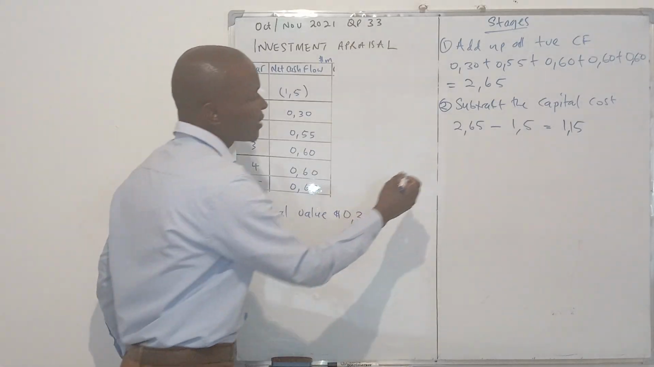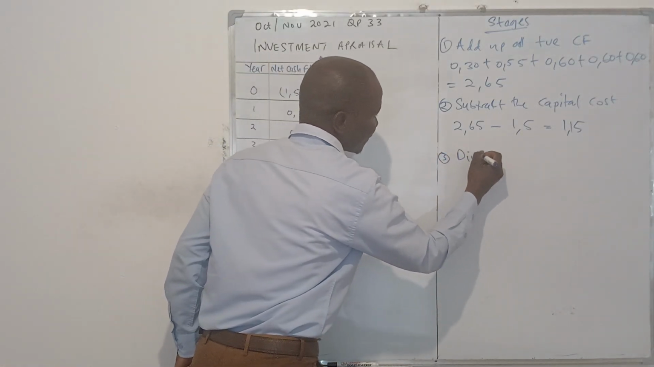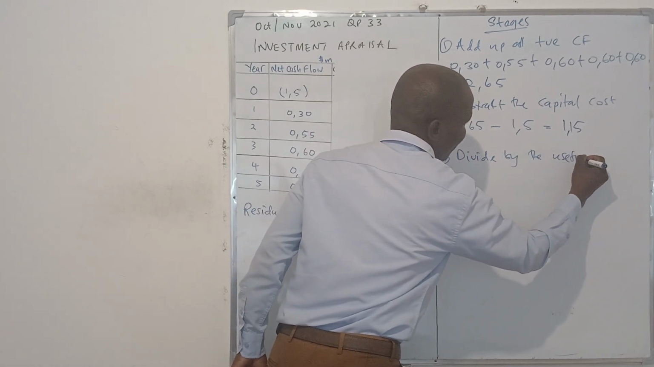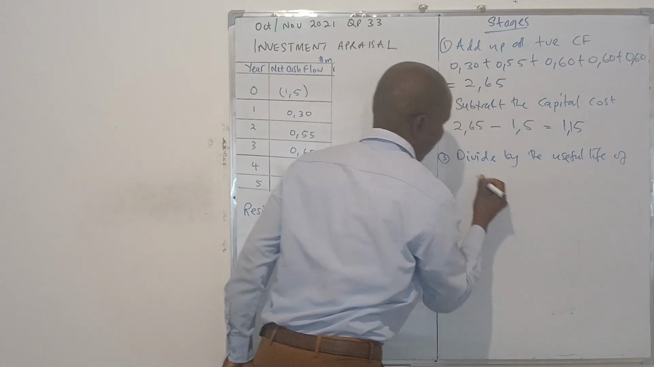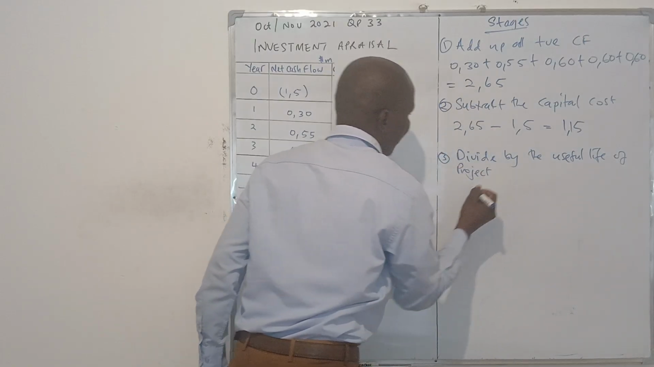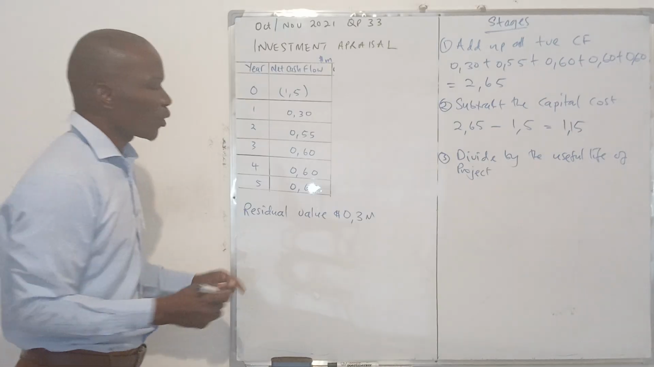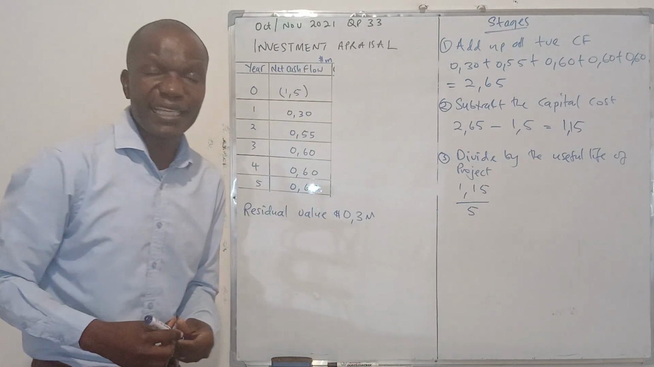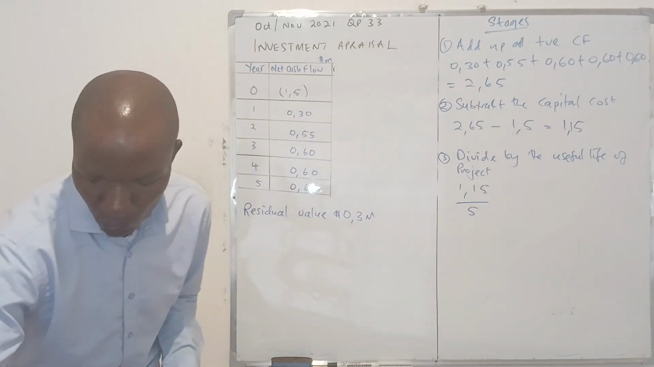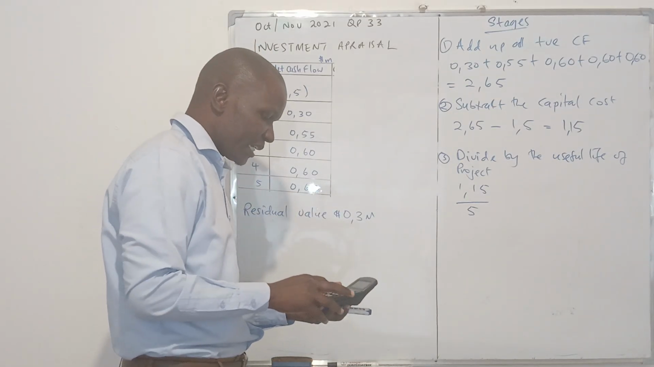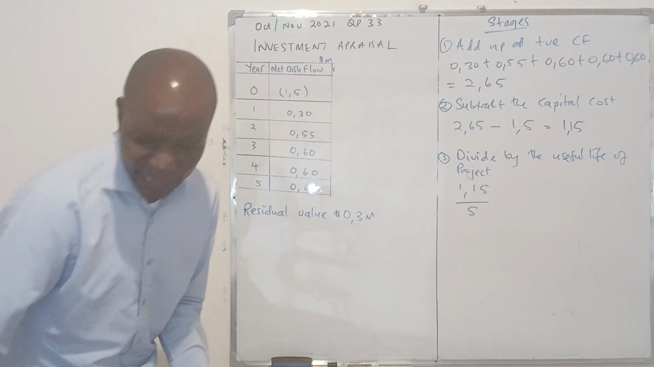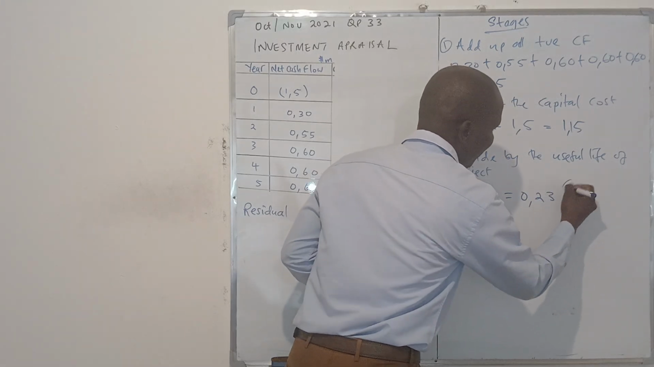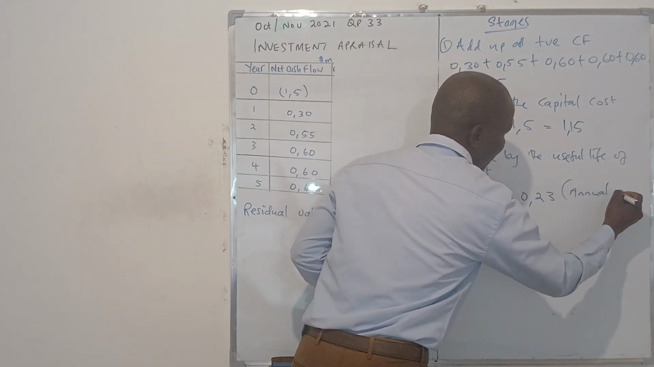Then the third stage is to divide by the useful life of the project. Our project is how many years? 5 years. So I'm going to say 1.15 divided by 5. What I'm calculating here is the annual profit. So 1.15 divided by 5 gives us 0.23. This is your annual profit.